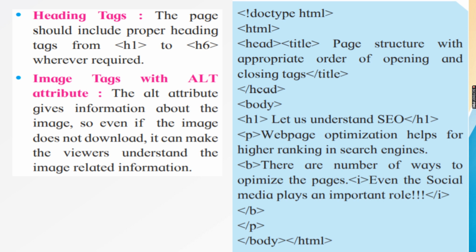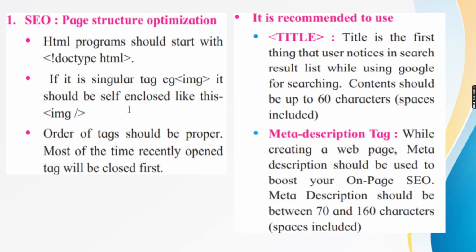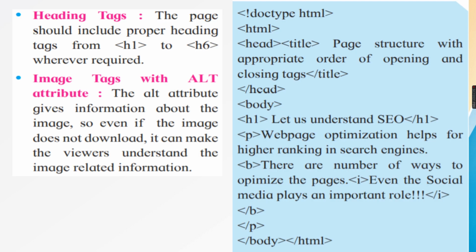Okay. Now, see from the P tag, I hope you are able to see. The P tag is opening, then it is nesting the B tag and I tag within it. But the first tag which is getting closed is the I tag over here. Even the social media plays an important role, three exclamations, the I tag is getting closed. Then what should get closed? B should get closed, and finally P should get closed. So this is the proper usage of tags. As it said, most of the time the recently opened tag will be closed first. So this order must be followed.